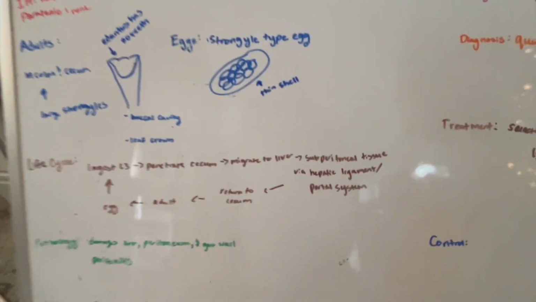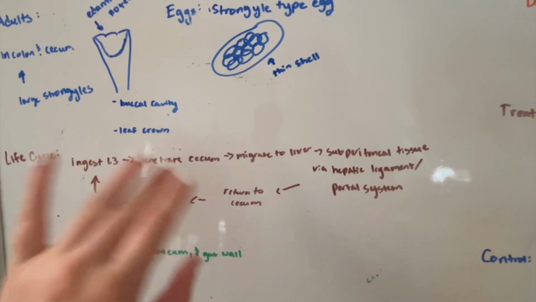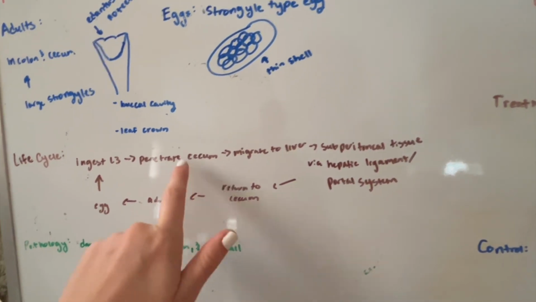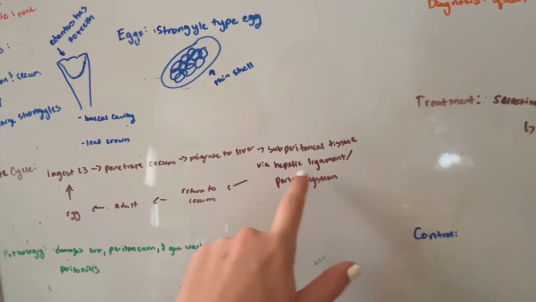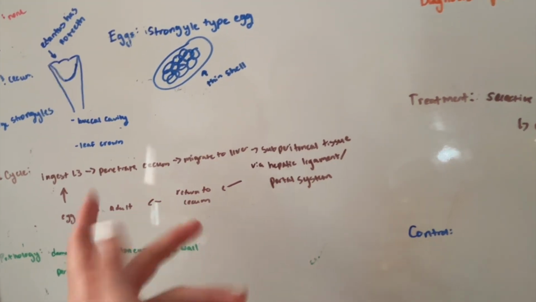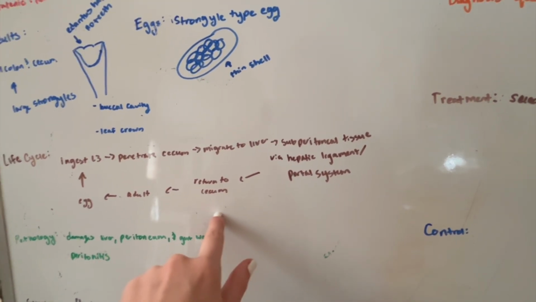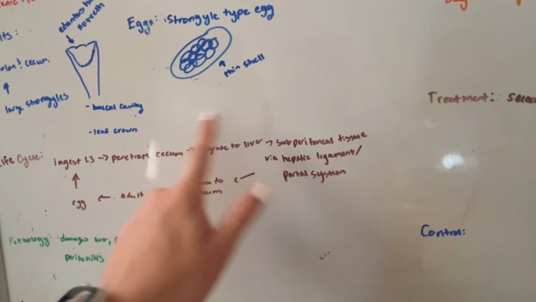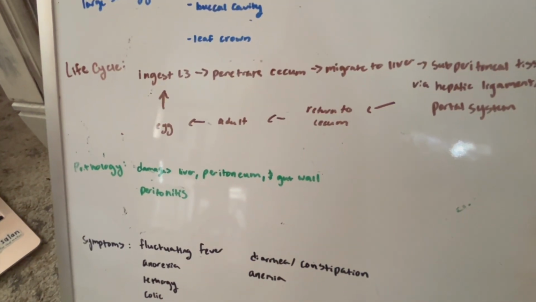Okay. The life cycle for this one is you ingest the L3, it punctures, so it goes all the way through the intestinal system, and it'll puncture the cecum, migrate to the liver, go through the subperitoneal tissue via the hepatic ligament portal system, so it goes through the portal vein, returns to the cecum, so it escapes and it wanders, comes back, develops into an adult, and lays an egg.